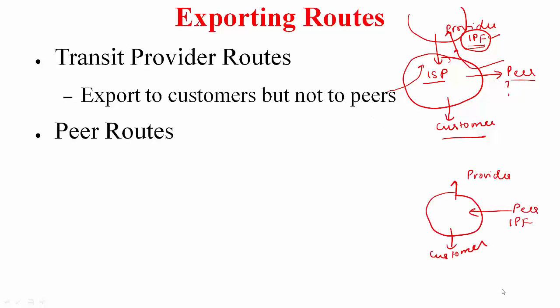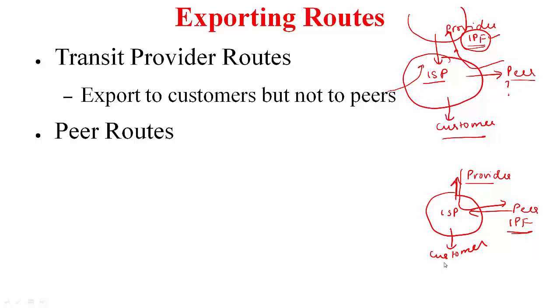What about peer routes? Again, this ISP is going to hear certain IP prefixes from the peers. Now this information, should it be exposed to the provider ISP? Well, again no, because if you were to expose it to the provider, they may now start using you to deliver traffic to the particular peer. And again, this traffic has no relevance to you, so you should not export the peer prefixes to your provider.